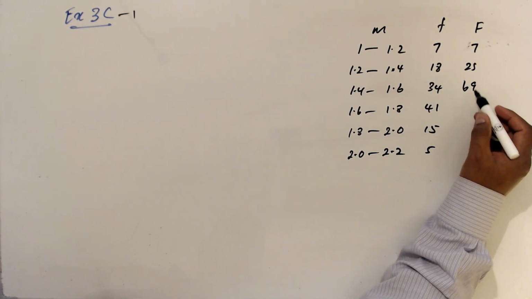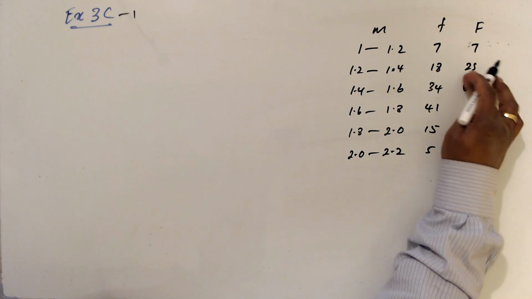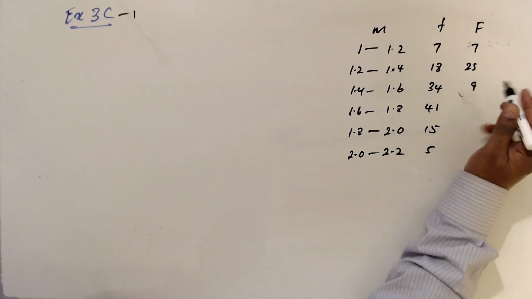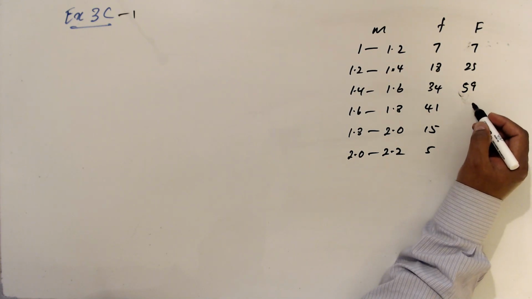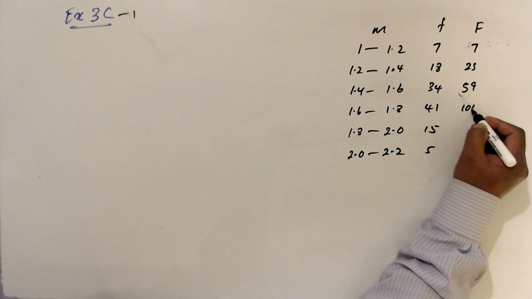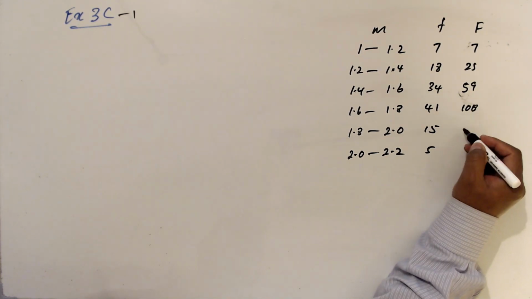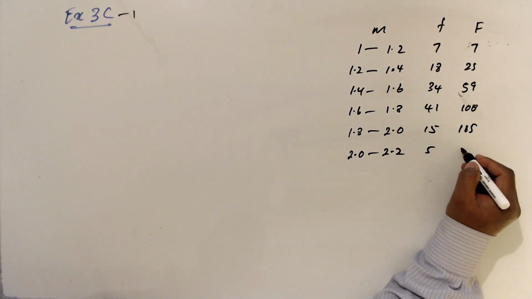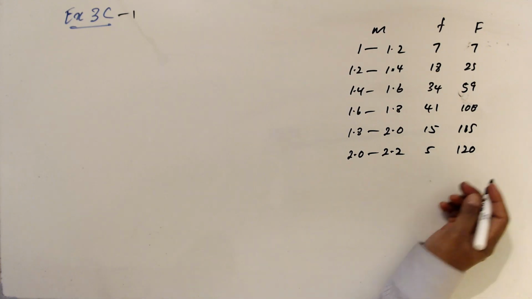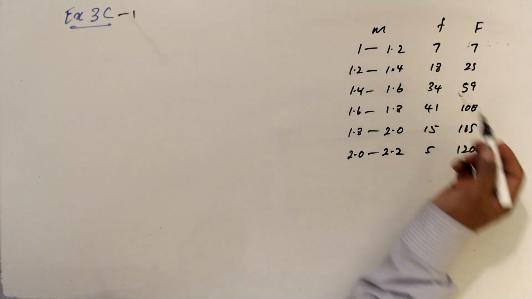gives 59, 59 plus 41 is going to be 100, 100 plus 15 is 115, and 115 plus 5 is 120. So this is the cumulative curve.